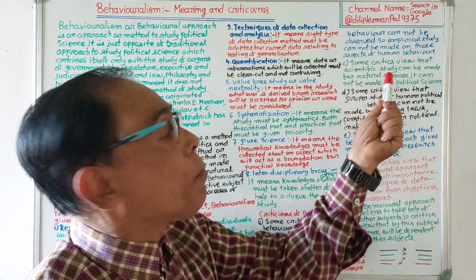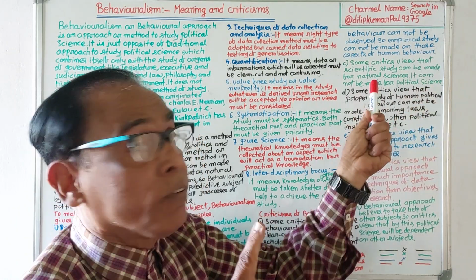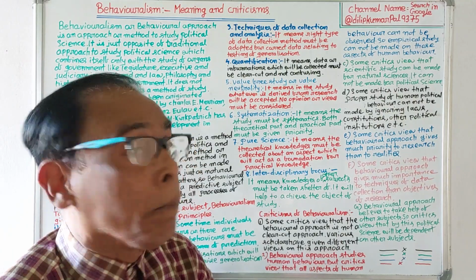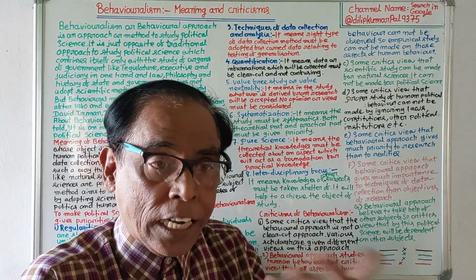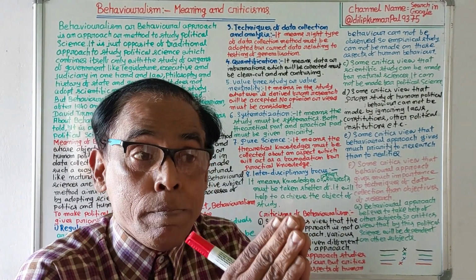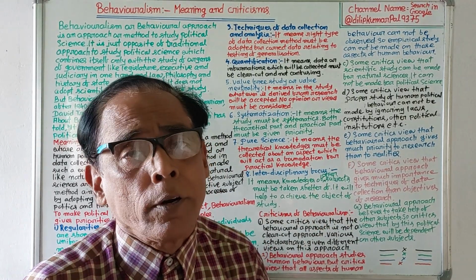Number three, some critics view that scientific study can be made for natural science. It cannot be made for political science. Behavioralism speaks to adopt scientific method, but according to some critics, scientific method can be applied for natural science. It cannot be applied for political science.